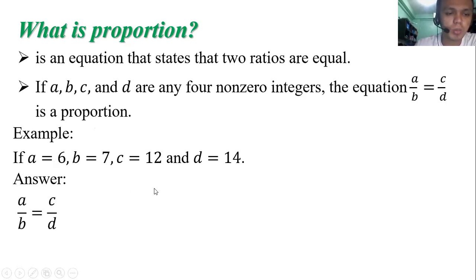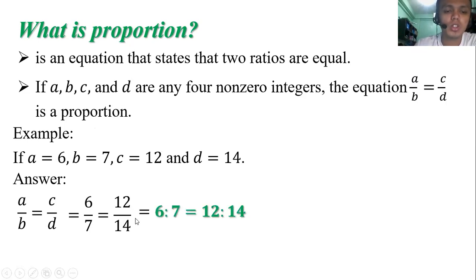Let's get the proportion. We have A over B is equal to C over D. Substitute A to 6, B to 7, C to 12, and D to 14. Now, how can we say that these two ratios are a proportion? By multiplying. We use cross multiplication, and if the products are equal, then the two ratios are a proportion. So here we have 6 is to 7 is equal to 12 is to 14.